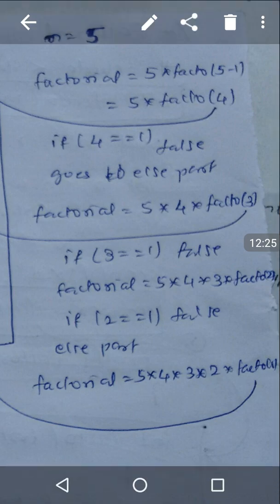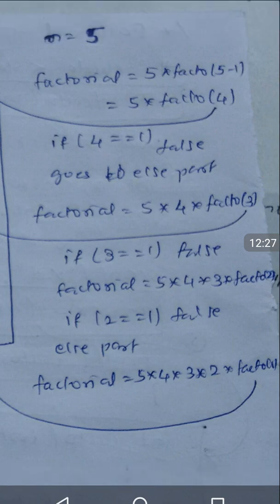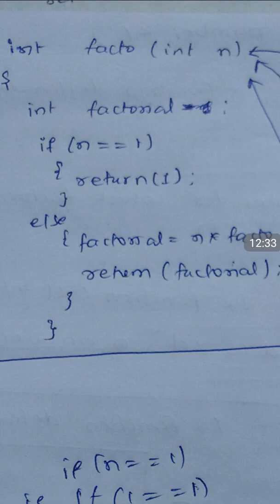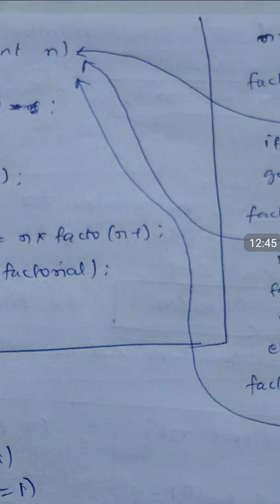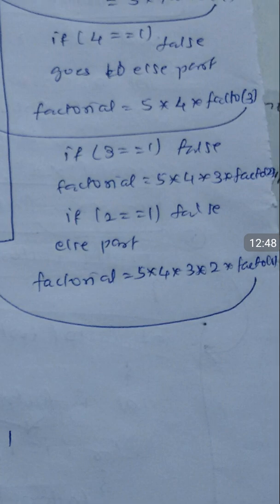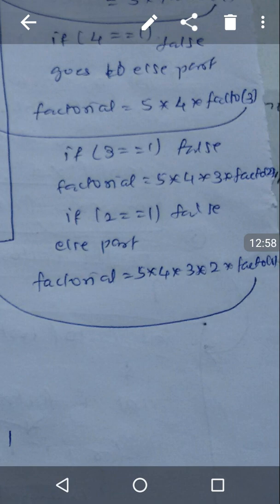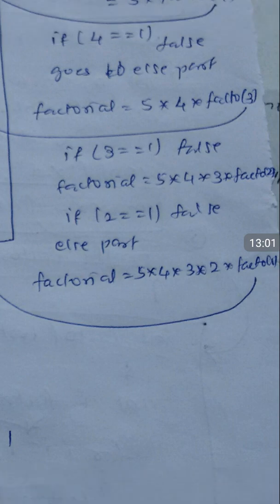In this way, the execution will keep repeating until we get n is equal to 1. When n is 1, the condition 1 is equal to 1 is true, and it enters the if statement, where we have return 1. Earlier we had 5, 4, 3 and 2, and now it will return 1. So, 5 fours are 20, 20 into 3 is 60, 60 into 2 is 120. So, it will display the factorial of 5 as 120.